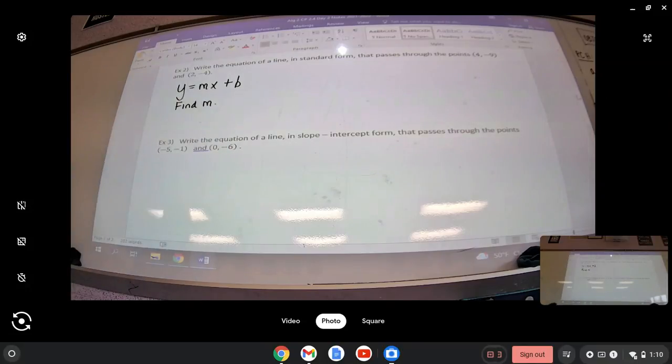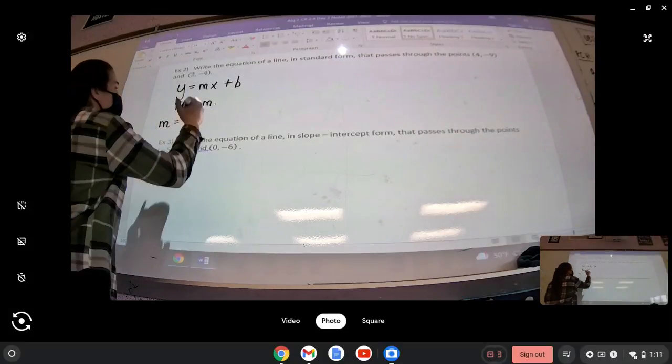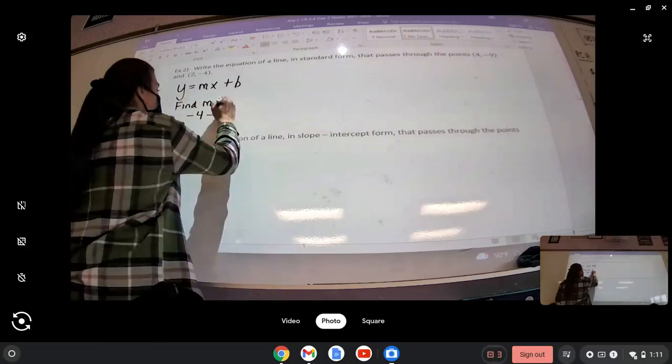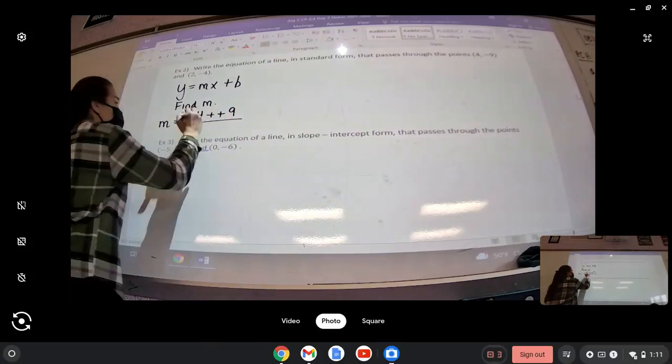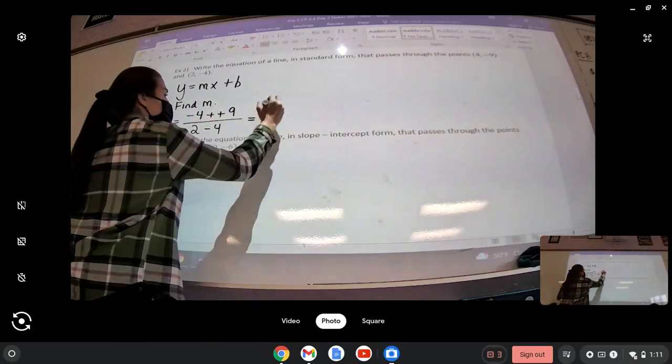Now guys, here's the thing. If you don't find the right slope, do you have any hope of getting this problem correct? So you better be really careful with your slope. All right, change in y over change in x. I'm going to do -4, subtract -9, so it turns to addition, over, same order, 2, subtract 4.